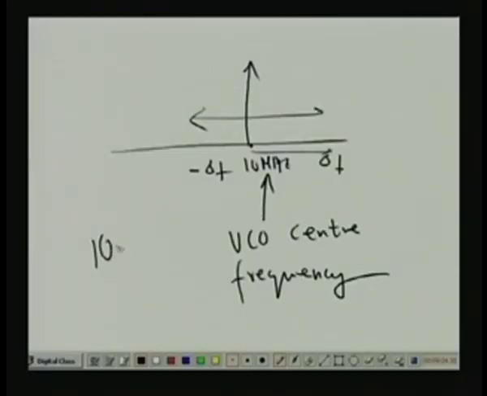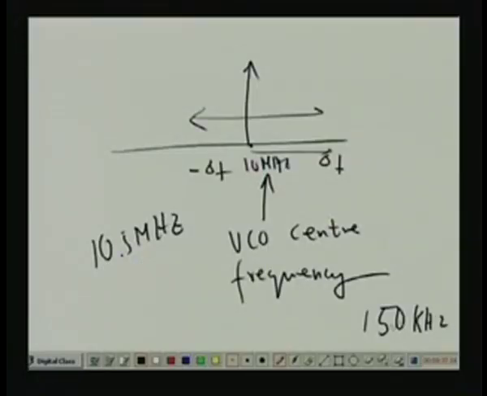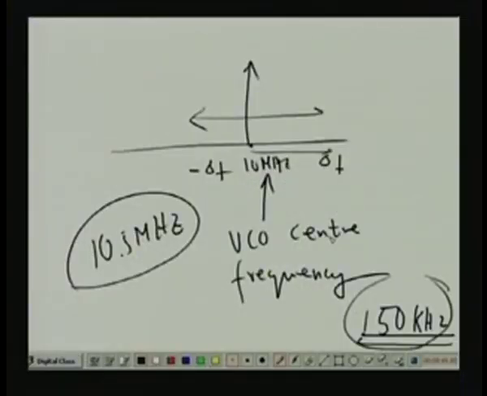Now, interestingly, suppose this is 10.5 megahertz, the frequency of the VCO corresponding to the unbalanced voltage, and the frequency which is given to the stationary antenna is, suppose, 150 kilohertz. These two frequencies are totally different, so we can easily filter them out by a low pass filter. If I use a high pass filter, obviously this frequency will pass and the other frequency will be chopped out, clear.